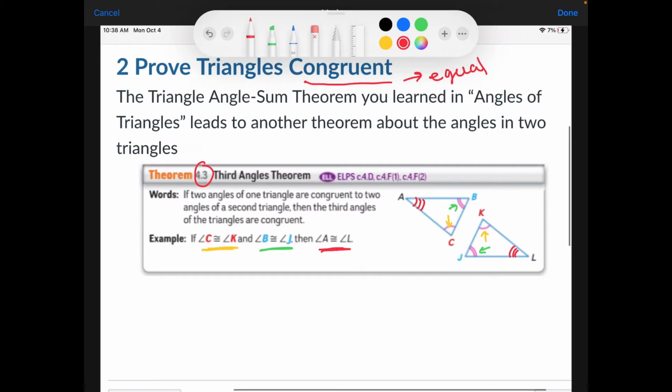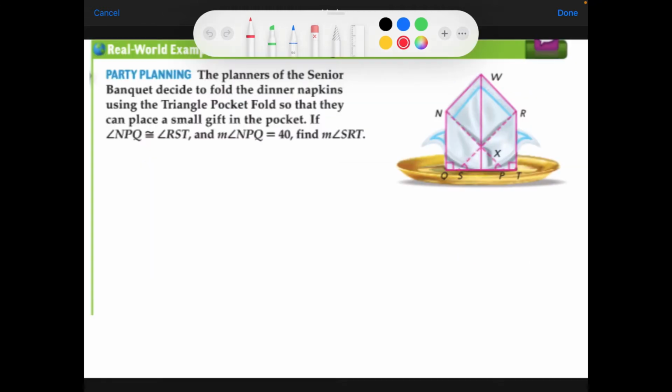So let's apply this on an example. In this example, it says, the planners of the senior banquet decide to fold the dinner napkins using the triangle pocket fold so that they can place a small gift in the pocket. So it looks pretty nice, right?